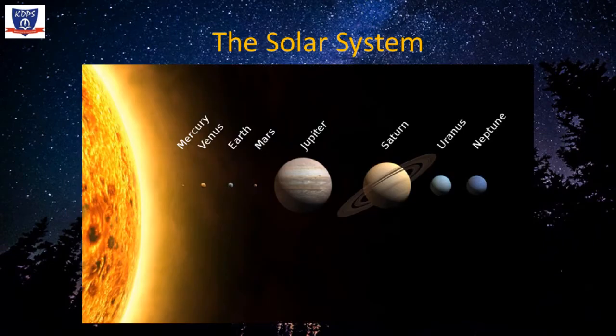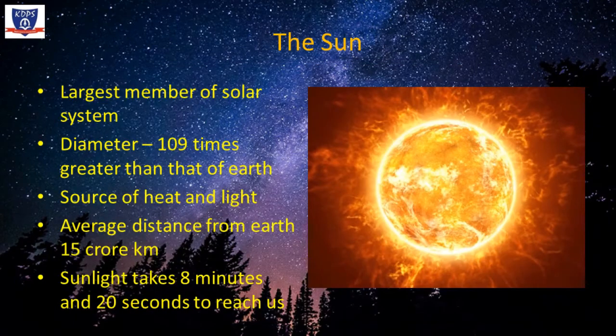The family of the Sun is known as the solar system. It consists of the Sun, 8 planets, about 100 known satellites like the Moon, asteroids, meteors and comets. The solar system is part of the Milky Way galaxy. Let's understand the Sun in detail now.